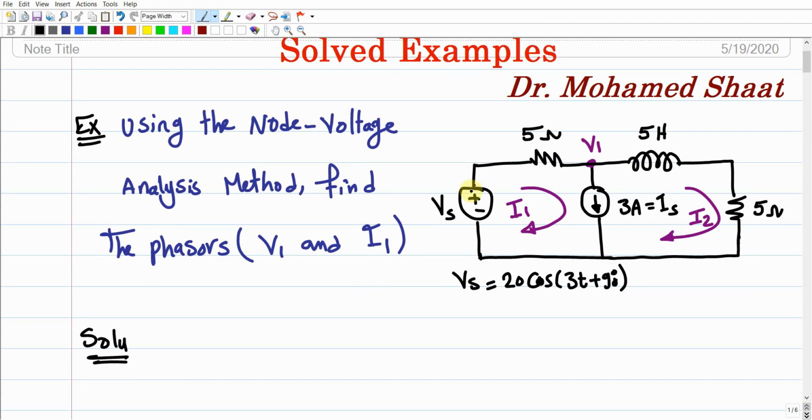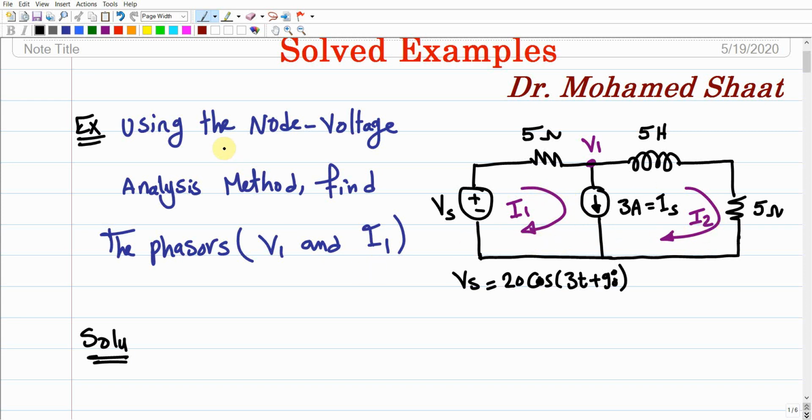For this example, we are given this electrical circuit with 2 sources. One is a voltage source Vs, which is given as a sinusoidal function, 20 cosine of 3 omega t plus 90 degrees, where 90 degrees is the phase angle. There is also a current source, given as 3 amperes. We have a resistance of 5 ohms, and also this inductor, with its inductance given in henrys, in addition to another resistance of 5 ohms. And there are some mesh currents roaming within this mesh and this mesh, or this loop and this loop.